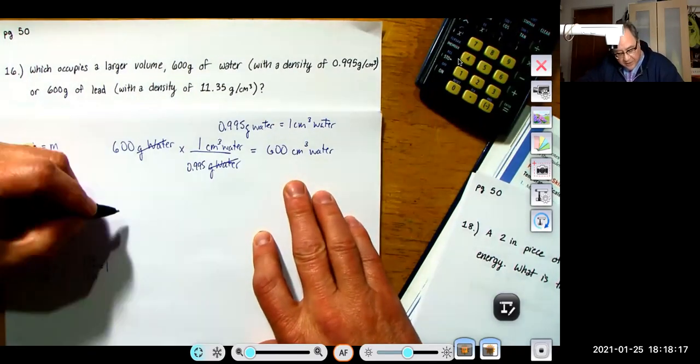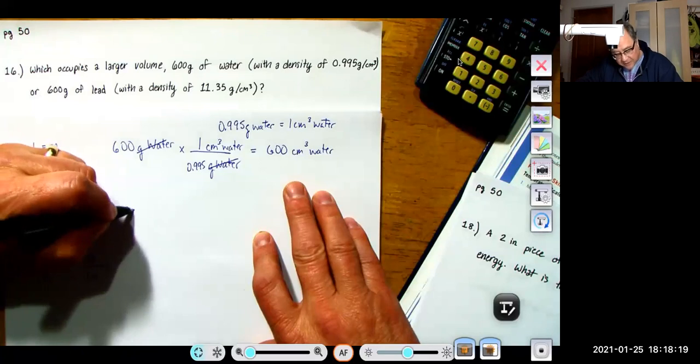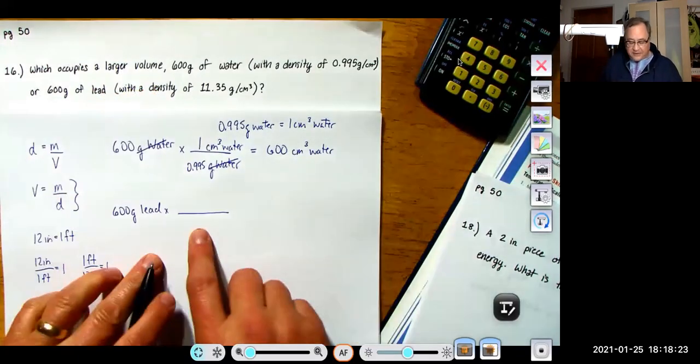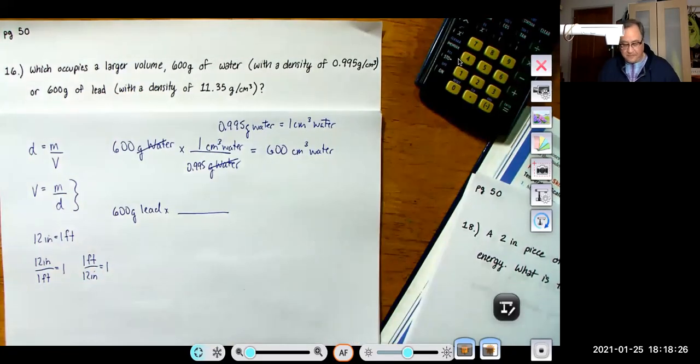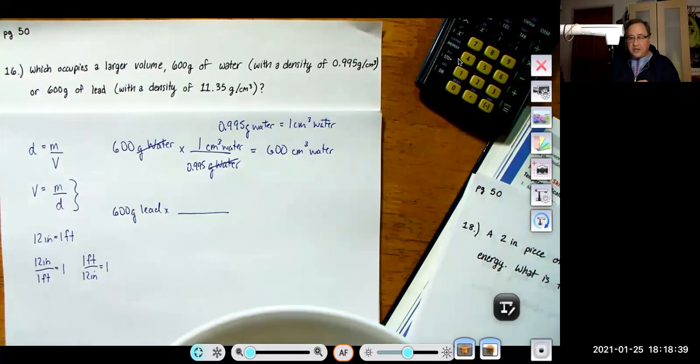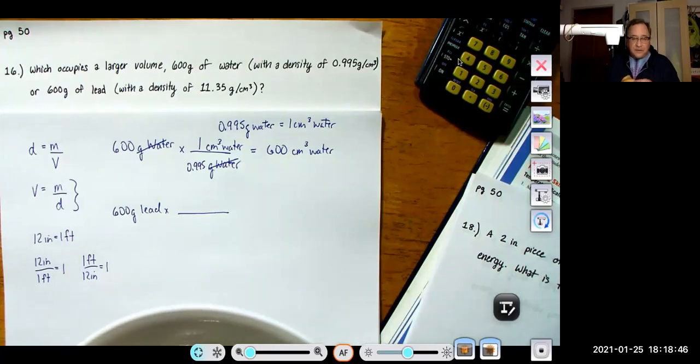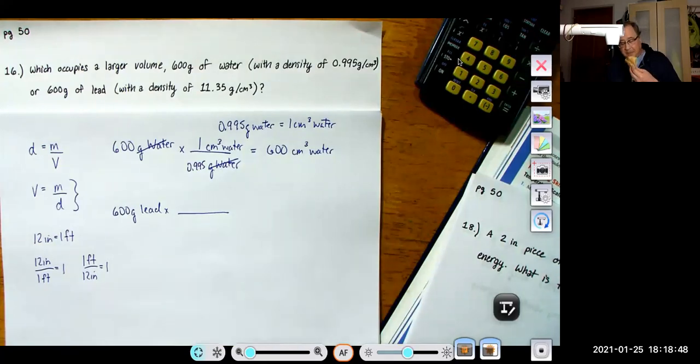So what I want you to do now is set up the 600 grams of lead, and do the same thing with the density of lead. And then when you're done, just give me a check mark or a thumbs up that you're done. You don't have to share your answer with anybody, so we won't put you on the spot. And if you feel like you can't do this and you're having trouble with it, still give me a signal that you're ready to move on with a yes or a thumbs up.